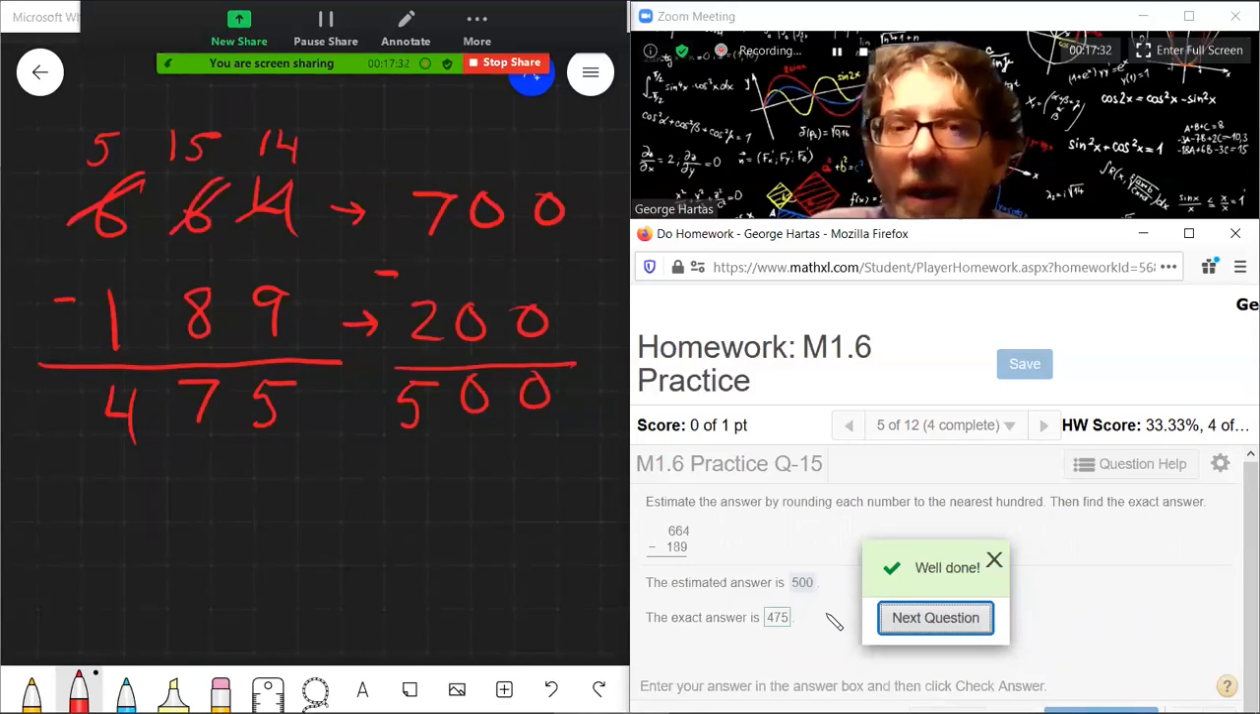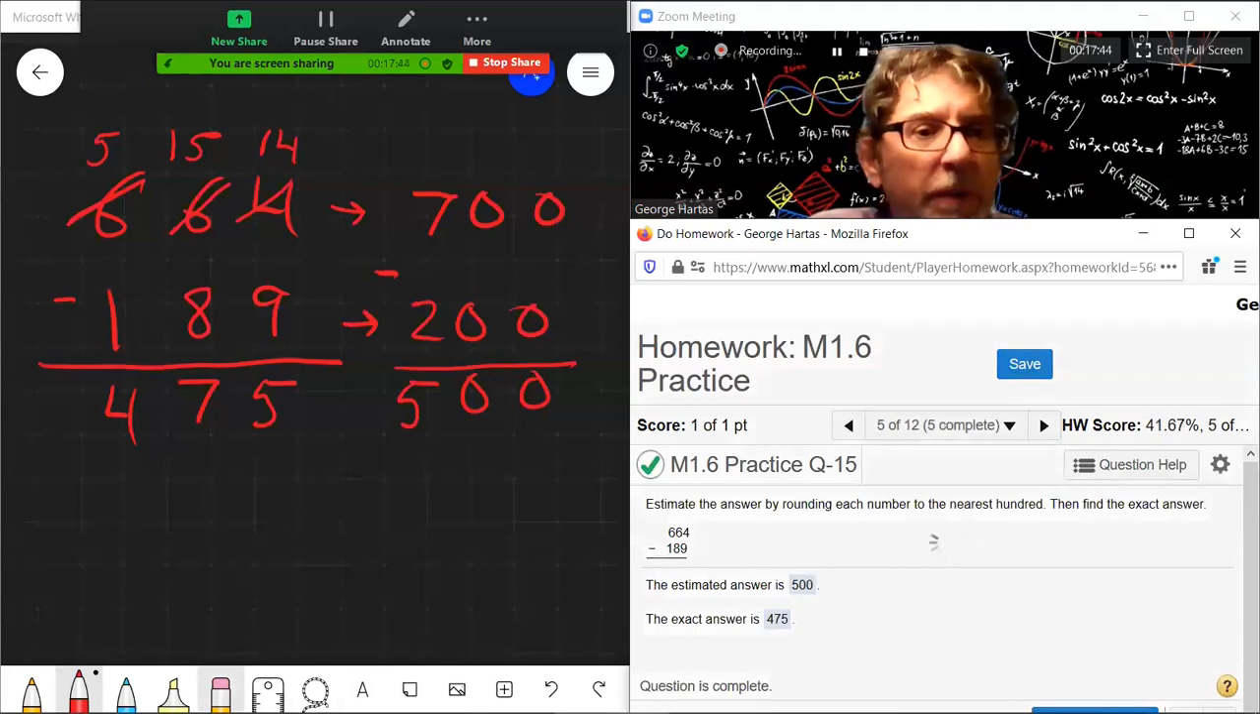But there are cases, many cases, where we want the exact answer, such as on our paycheck, right? Your paycheck, your bank account, and so on. All right, let's keep moving.